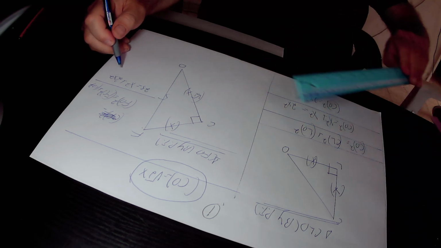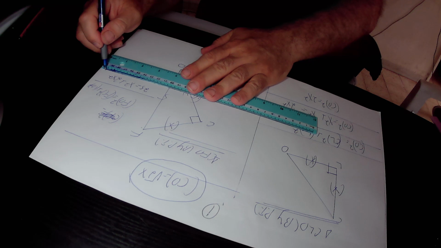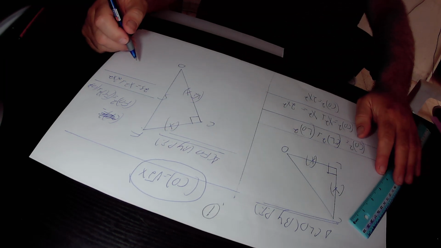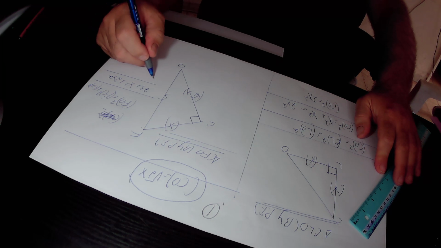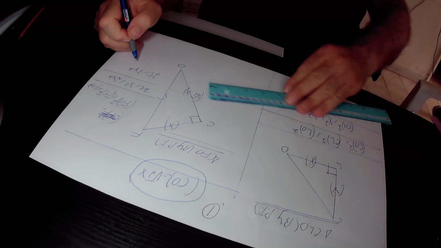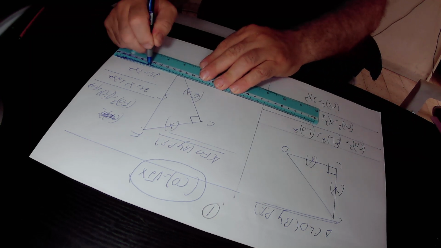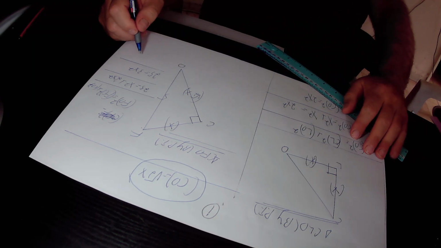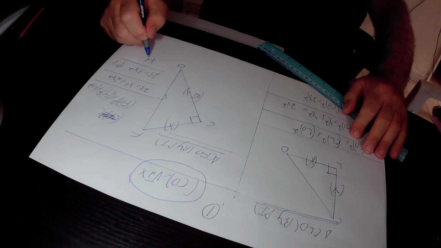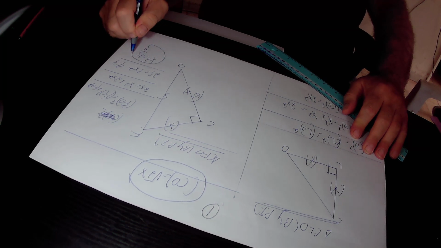For conclusion, we found out that 25 equals x squared plus 2x squared. x squared plus 2x squared is 3x squared. So in total we found out that 25 equals 3x squared. Here we divide this equation by 3, and finally we get that x squared equals 25 over 3.